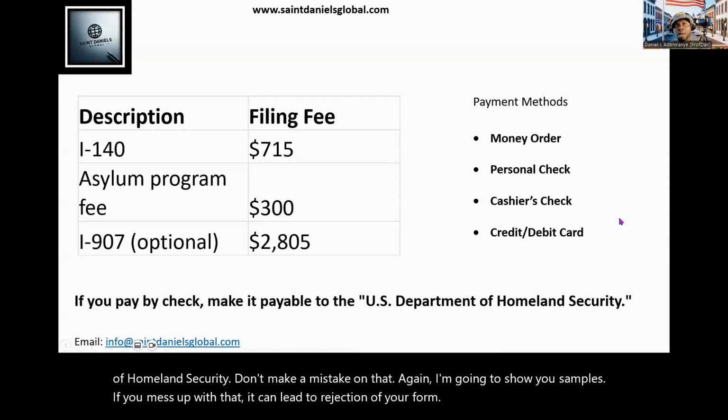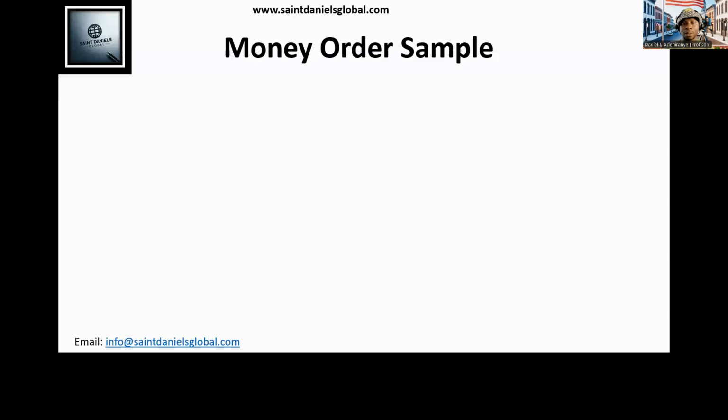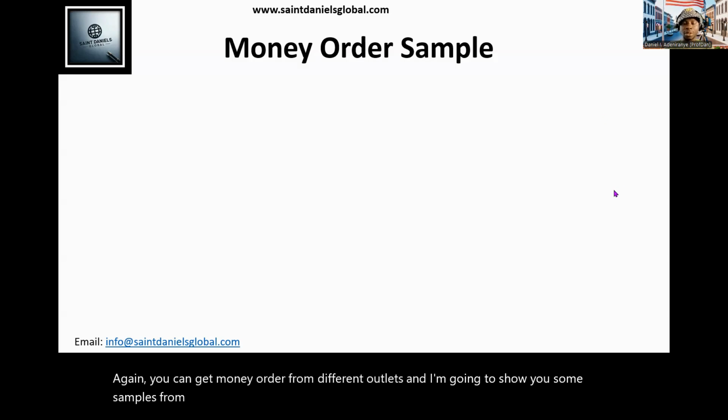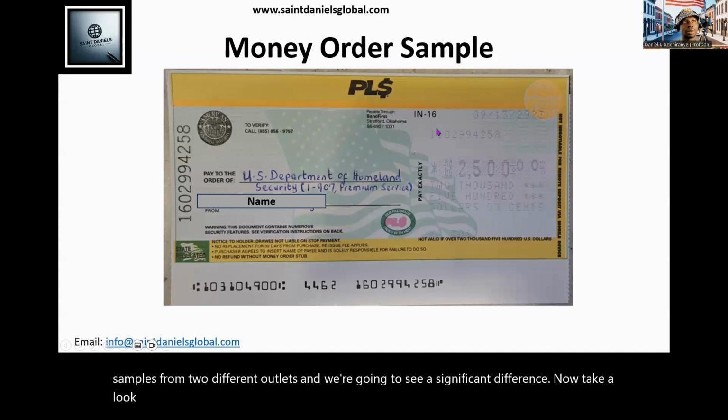So now I will show you samples for those who do not know about these different types of payments. Again, you can get a money order from different outlets. I'm going to show you some samples from two different outlets, and we're going to see a significant difference. Now, take a look at this one. This is from a particular outlet, PL Dollar. And this is a money order.